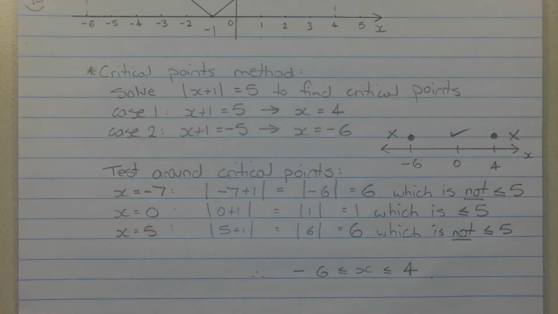Testing x equals 0, the absolute value of 0 plus 1 is equal to the absolute value of 1, which is equal to 1, which is less than or equal to 5. Hence, the inequality is true, and I've indicated that with a tick here. Finally, testing x equals 5, the absolute value of 5 plus 1 is equal to the absolute value of 6, which is equal to 6, which is not less than or equal to 5. So the inequality is false for x equals 5. And I've indicated that with a cross here.